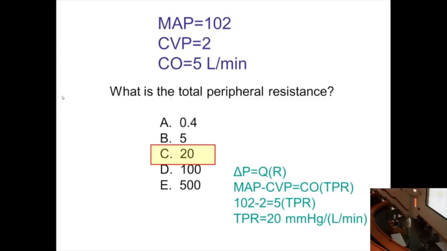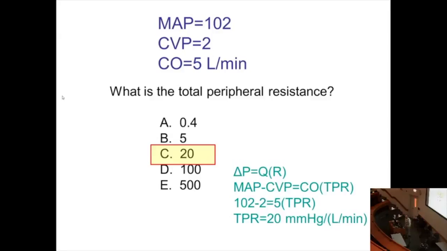So delta P is the mean arterial pressure, the arterial pressure being generated, say, by the heart in the arteries. And the central venous pressure is the venous pressure that is just about right filling the heart. It's equivalent to the right atrial pressure. So this is the pressure drop across the system as blood flows from high pressure to low pressure. 102 minus 2 equals 5 times the total peripheral resistance. The total peripheral resistance is, of course, the resistance across the entire system.